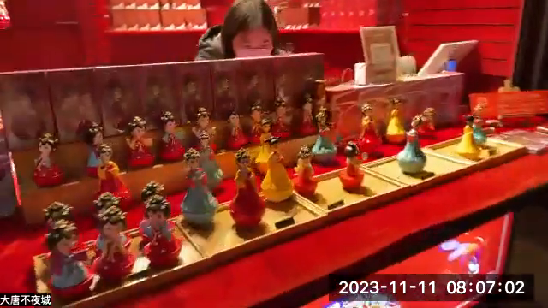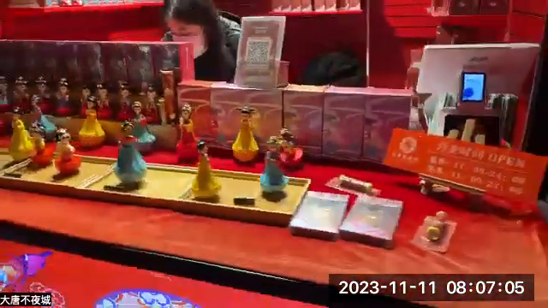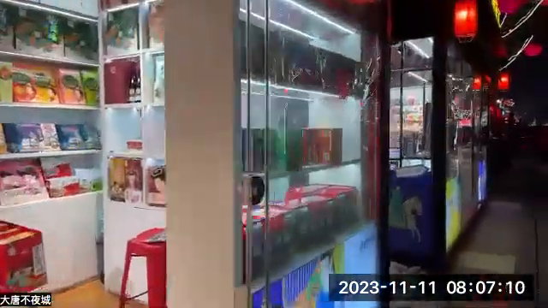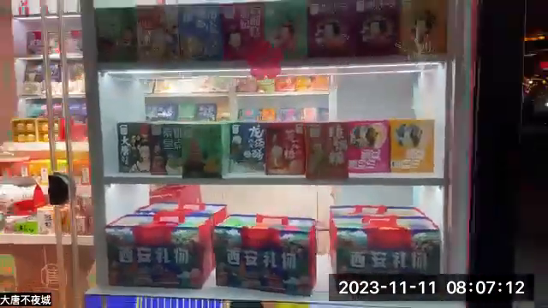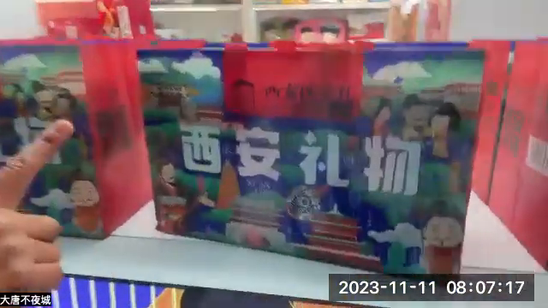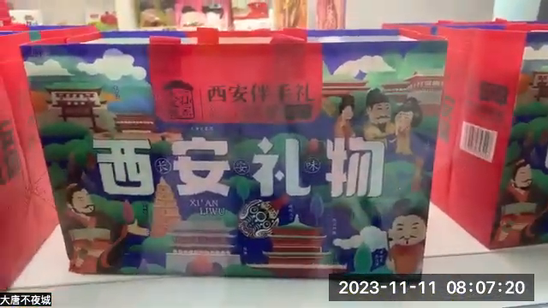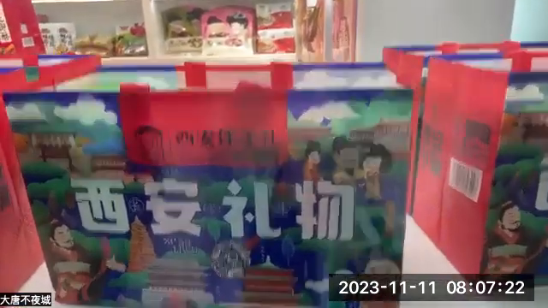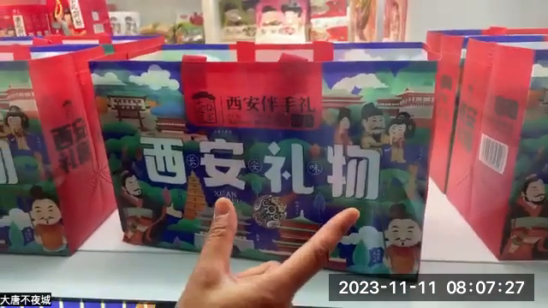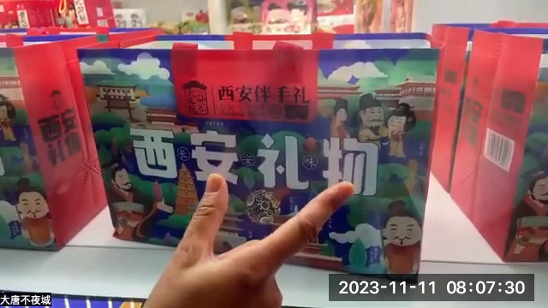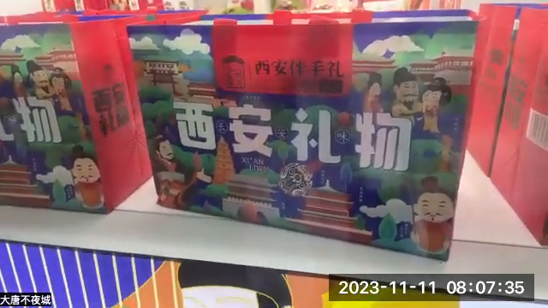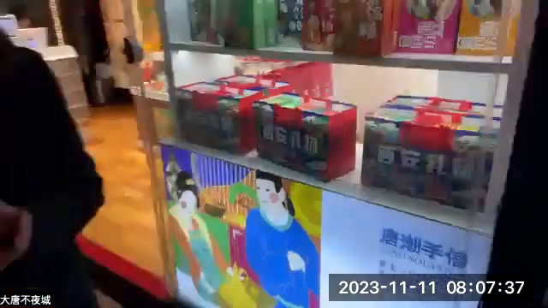It's also 不倒翁. 哦，这也是不倒翁，对对对，各种形式的不倒翁。Oh, and also this is 西安礼物, present from 西安。西安，这就是我们那个城市的名字, the name of our city 西安。然后呢，礼物这两个字呢, these two words mean present, gift. 西安礼物, so it means the gift from 西安. Yes.